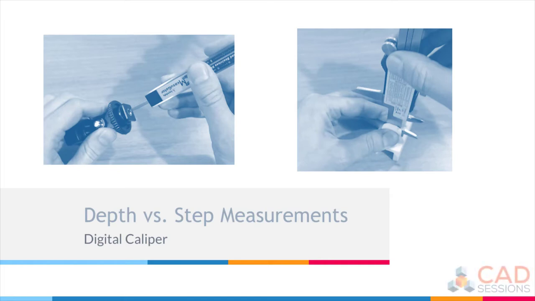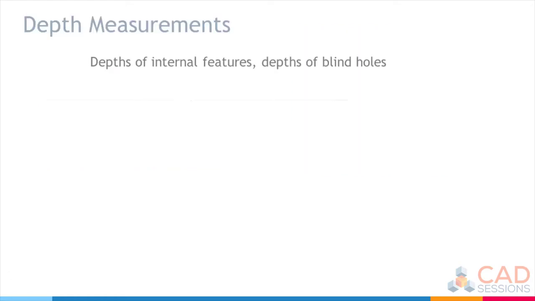All right, and here we have depth and step measurements. The top left here is an image of a depth measurement being taken, and the top right is a picture of a step measurement being taken. These are the third and fourth ways that you can use a caliper. I would say it takes a bit more skill to correctly take these measurements, as they are more prone to error. But we'll go over each of these.